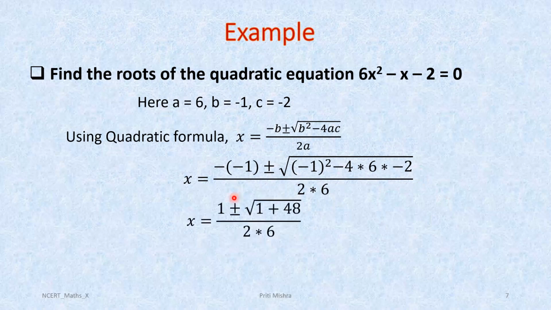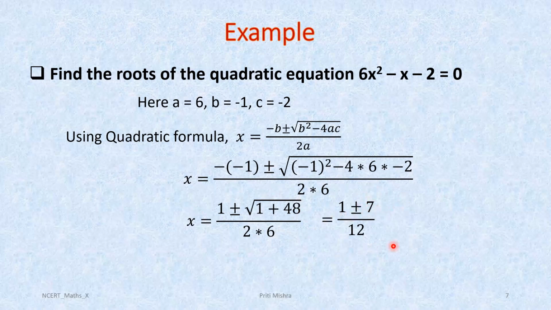So in the next step, we can have x equals minus into minus, which is plus. So it is 1 plus minus square root of 1 square minus minus, which will be plus, 1 plus 4 into 6 into 2 is 48, right? So 1 plus minus square root of 1 plus 48 upon 6 into 2, which will be 12. So finally it is 1 plus minus square root 49, which will be 7. So 1 plus minus 7 upon 12.